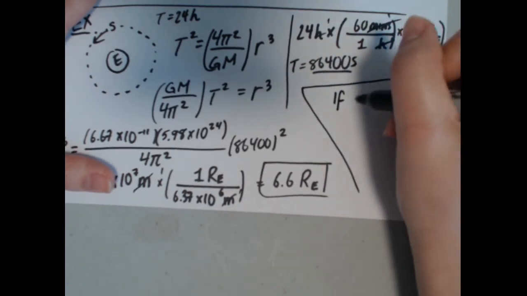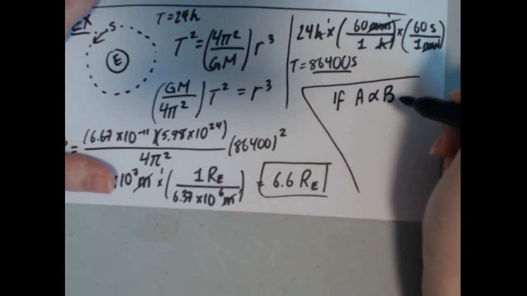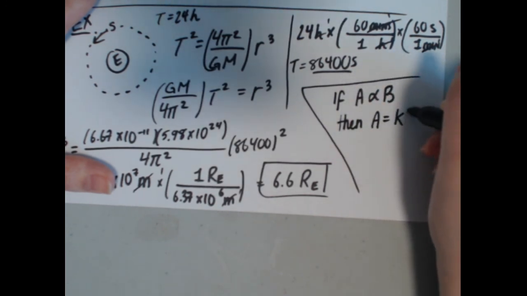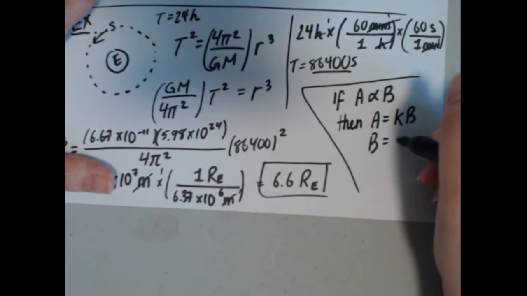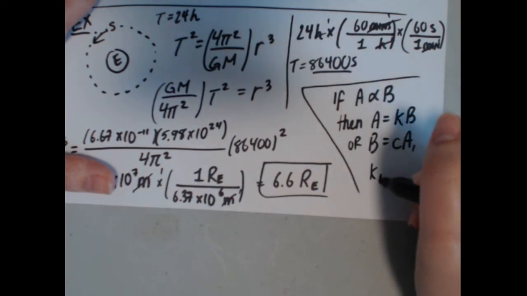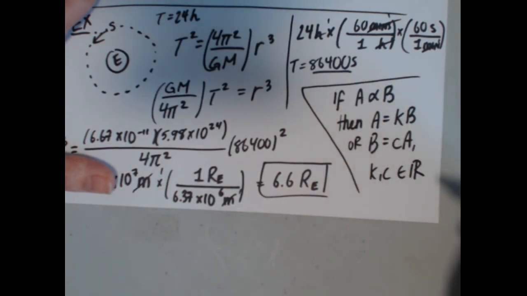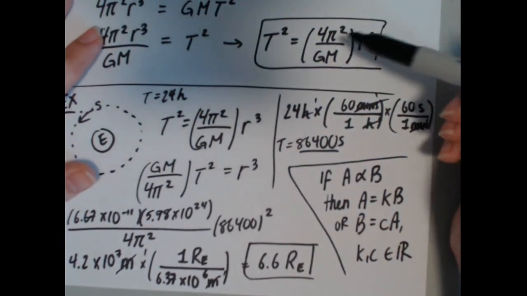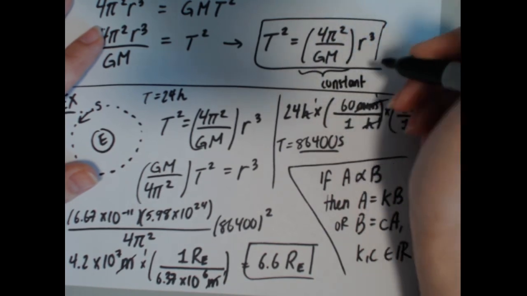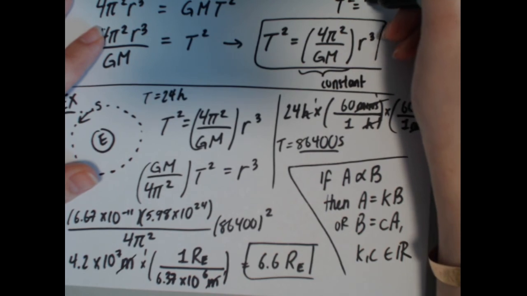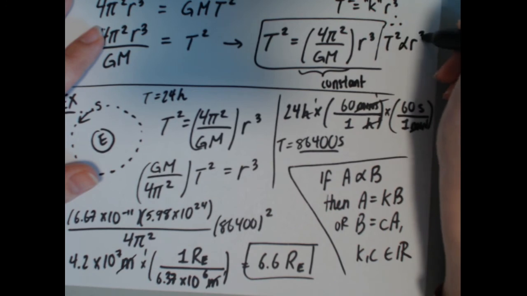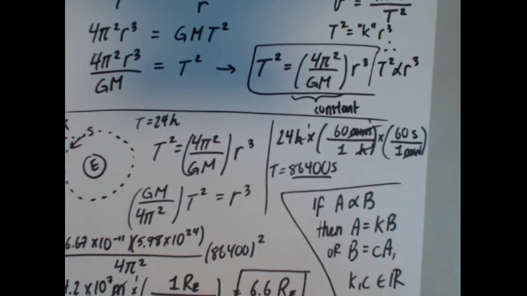Remember, if A is proportional to B, where A and B are some kind of variables, then A is equal to a constant times B. You can even write B is equal to a constant times A. That constant will just be different, where K and C are elements of the real numbers. Now here, this is just a constant, so you can just call that K if you want. In other words, T squared is equal to K times r cubed, and therefore, T squared is proportional to r cubed. That's pretty much what we've got here.